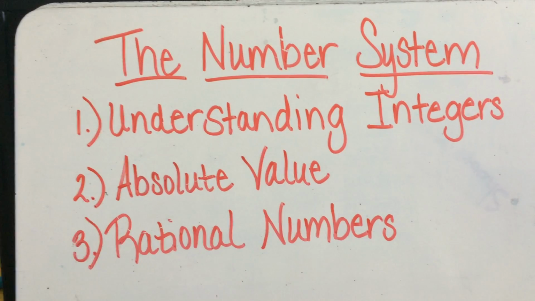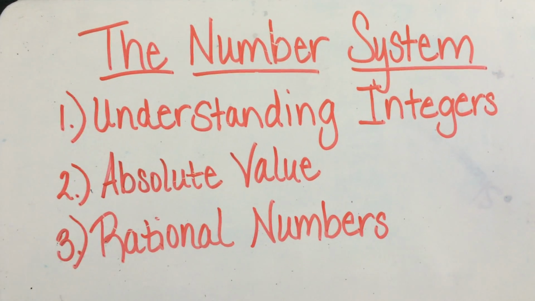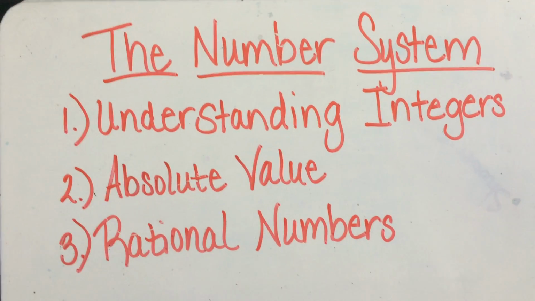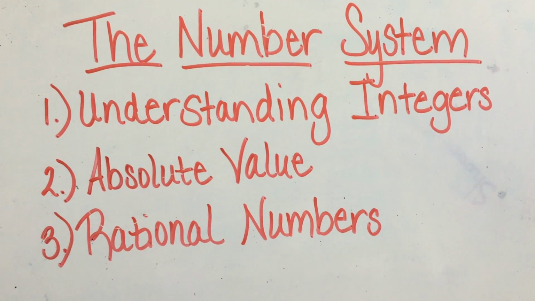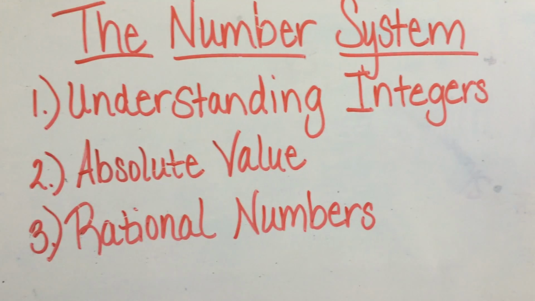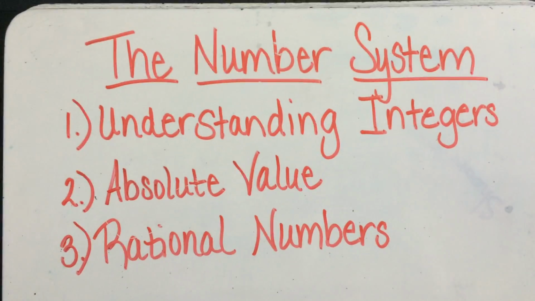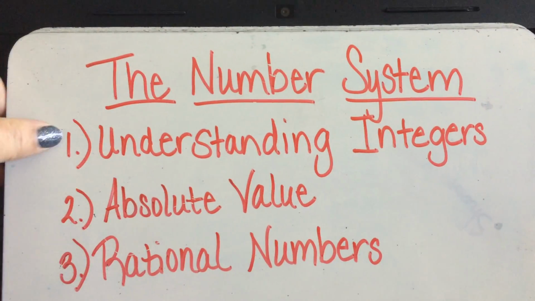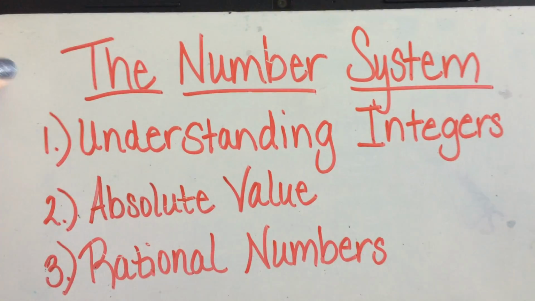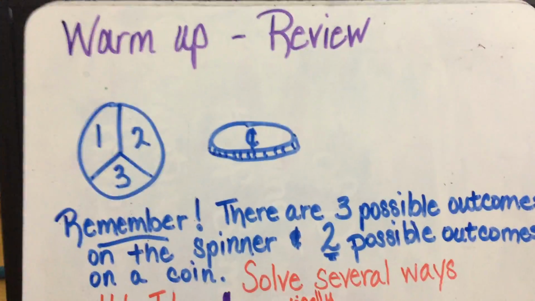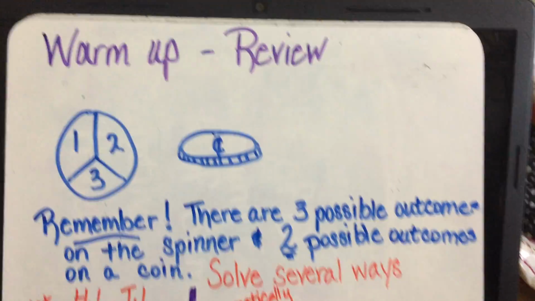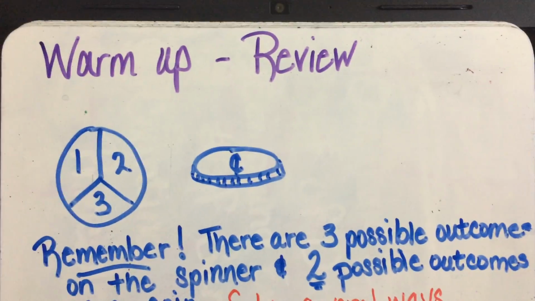This section is called the number system, and we'll be talking about three different things today. Number one, understanding integers; the second thing is absolute value; and the third is rational numbers. Before we do that, I want to address something from yesterday, just to review and warm up before we get started.